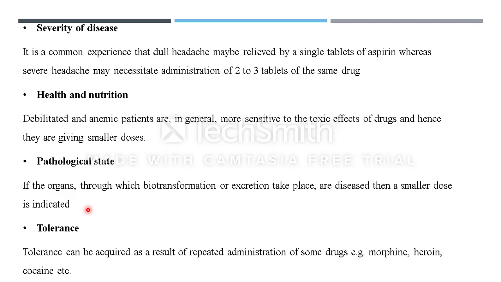Now the next one is tolerance. As I said in the effects of drugs, tolerance can be acquired as a result of repeated administration of some drugs. Example, morphine, heroin, and cocaine. As an individual keeps on taking these kinds of drugs, they adapt to it. It becomes part of them, to the extent that when they don't get these drugs, they don't feel normal. So tolerance can be acquired as a result of repeated administration of some drugs.